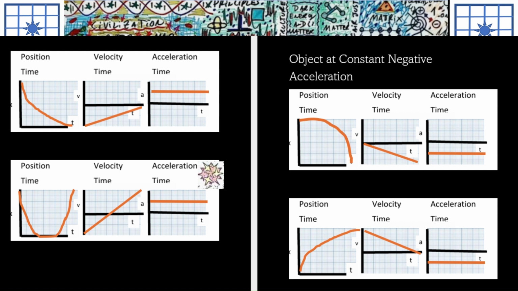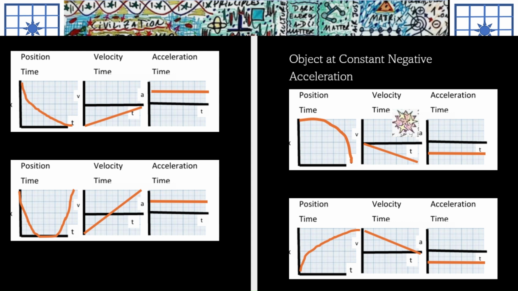There's also three ways you can express constant negative acceleration. One example is something being dropped. So the slope here is zero, and then it becomes more negative on its way down. So you start off with zero velocity and then it becomes negative. So the velocity versus time graph is a diagonal with a negative slope, and acceleration is a flat line below the axis.